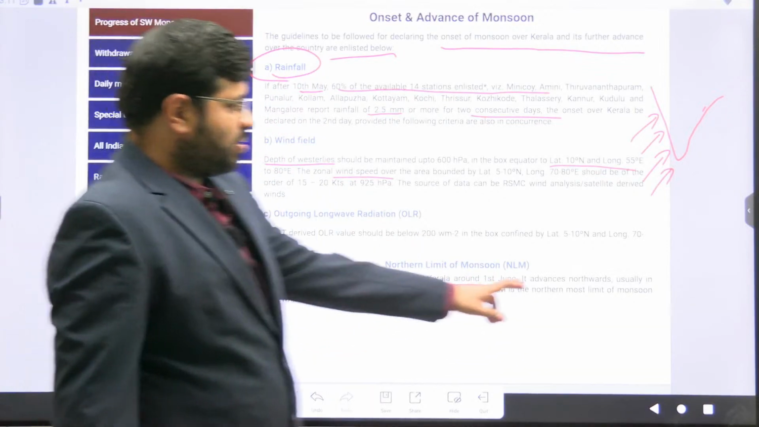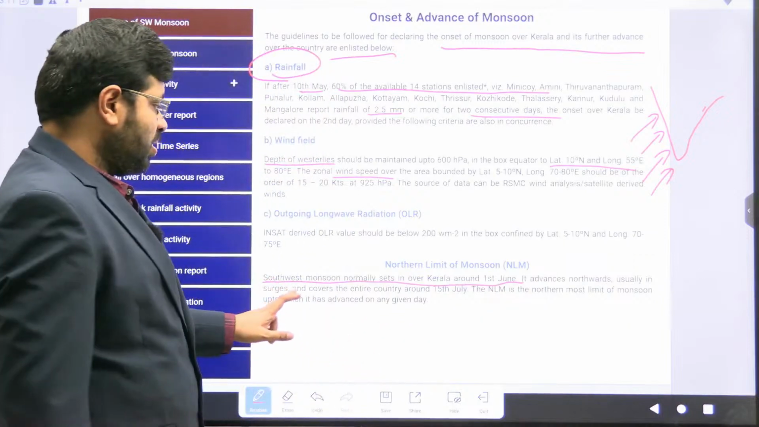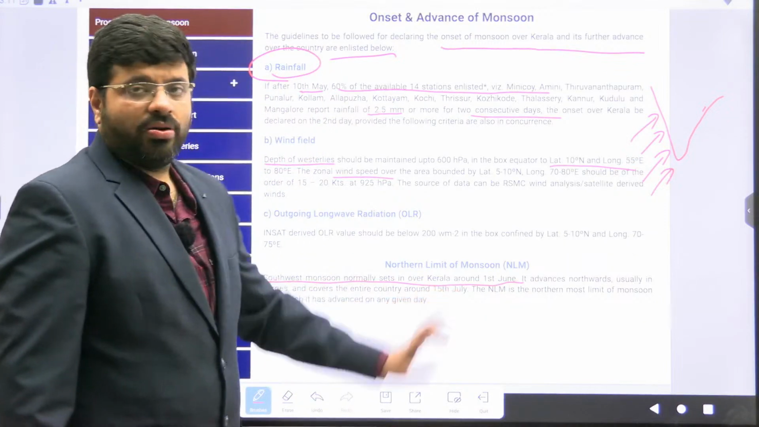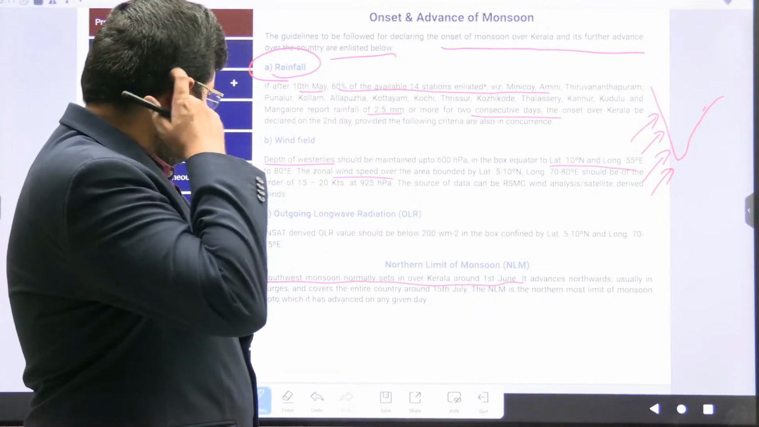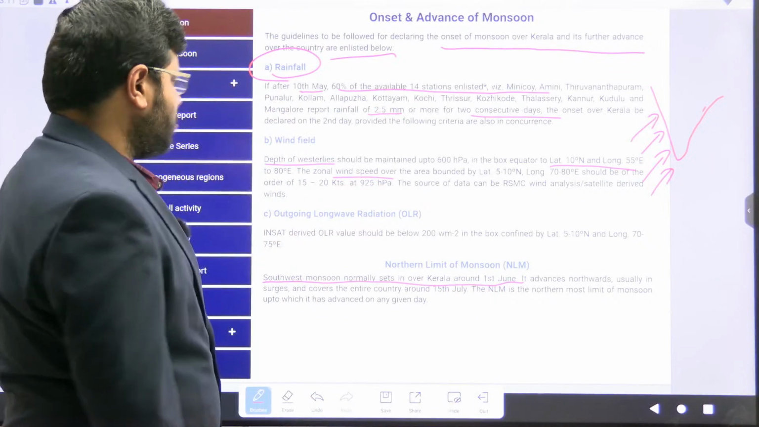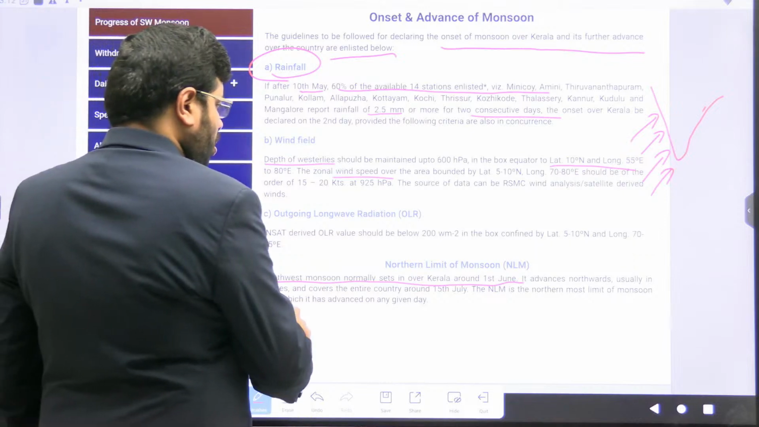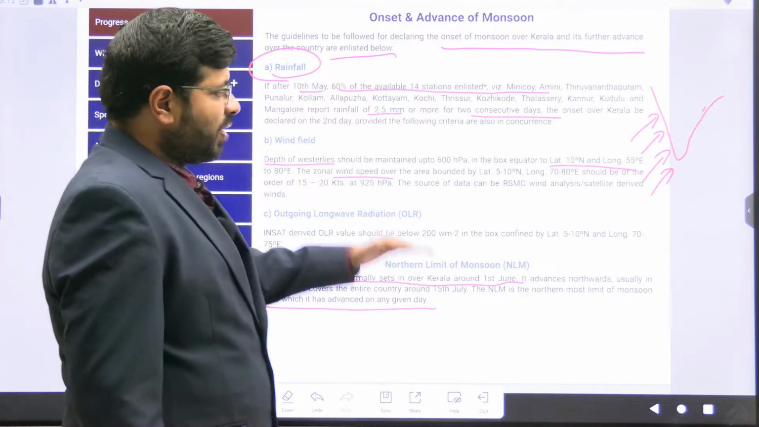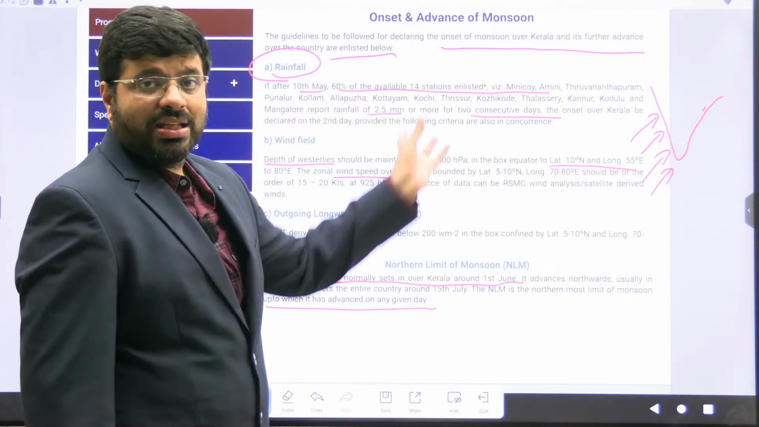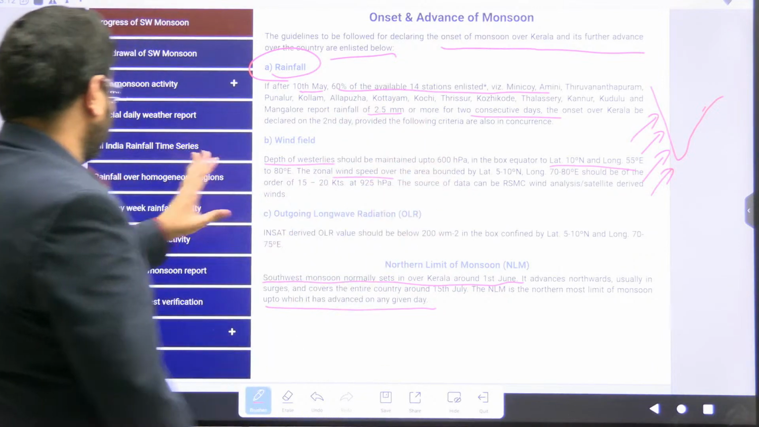It advances northwards usually in surges and covers the entire country by around mid-July. The northern limit of the monsoon is the northernmost limit up to which it has advanced on any given day. So slowly every day it will be shifting, as you have seen in the recent picture, right? That's what they are saying.